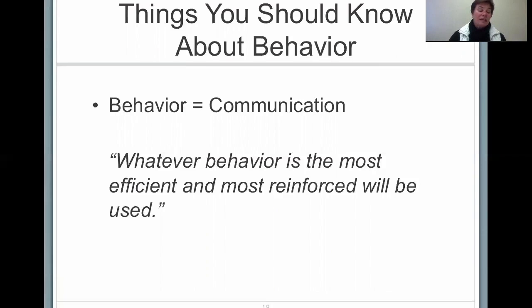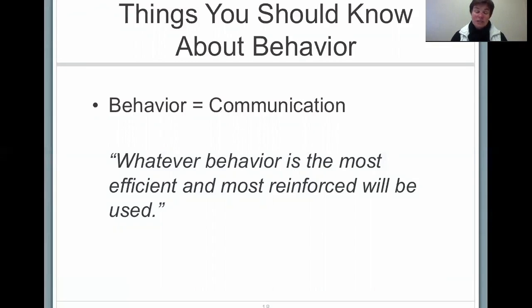The second thing we need to know about behavior is that behavior is a very efficient way for students to communicate. If Susie doesn't like to sit next to Johnny at the carpet, she may push Johnny away. As a consequence, Susie is removed from the carpet and asked to sit at her desk. For Susie, this can be a very quick and efficient way of getting away from Johnny.